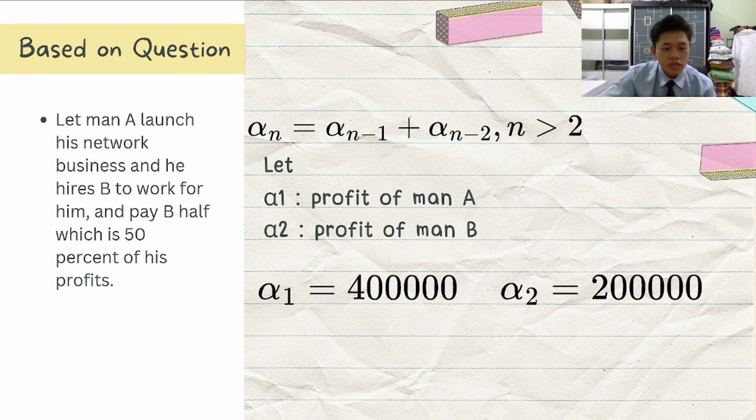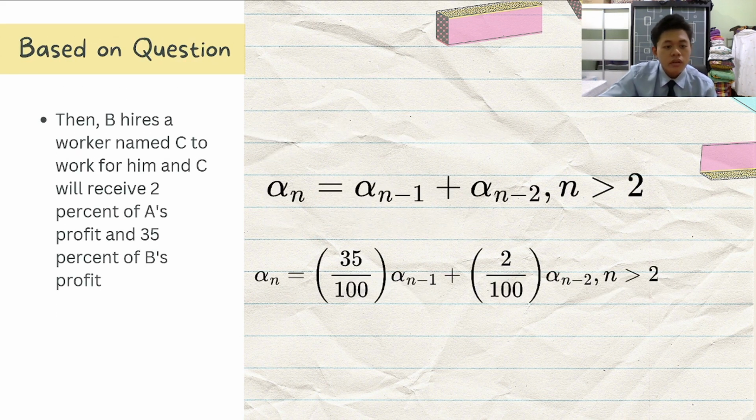Based on the question, let's assign a_1 as the profit of man A and a_2 as the profit of man B. We will get a_1 = 400,000 and a_2 = 200,000, which is half of a_1. Then 2% of A's profit means 2/100 times the previous-to-previous man, and 35/100 times the previous man, and we will get it like this.